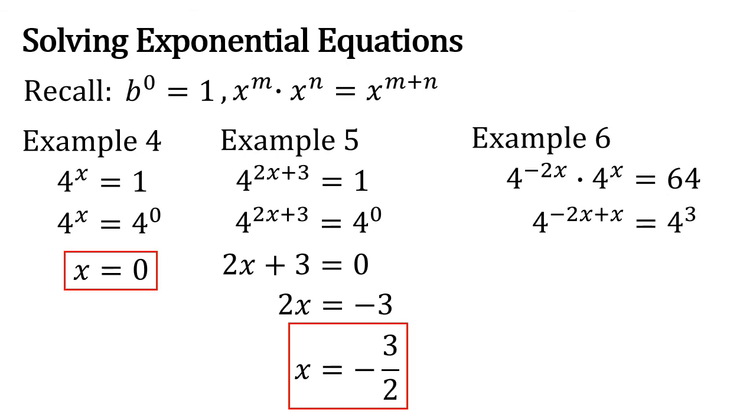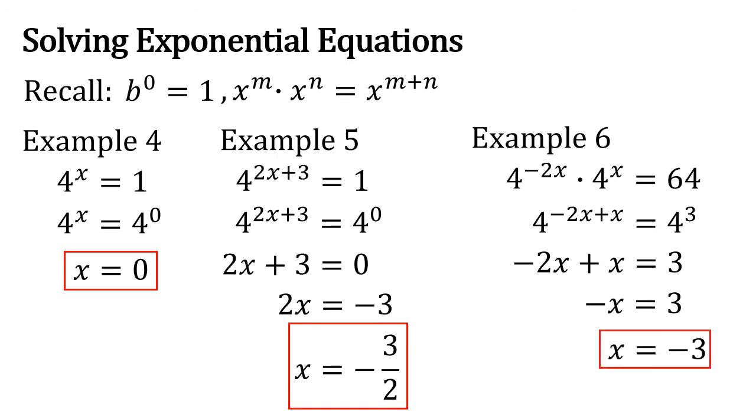So now we can equate the exponents. Negative 2x plus x equals 3. Just solve for x. Negative 2x plus x is negative x. We have negative x equals 3. Divide both sides by negative 1. So that will be x equals negative 3. That's how simple it is. This topic is very easy, right?